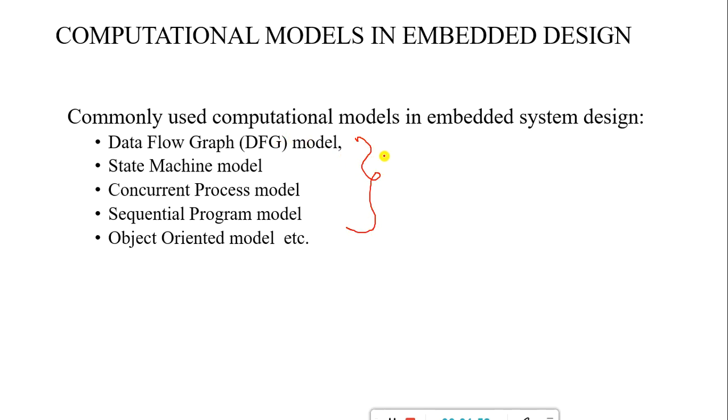Given any problem statement, I take the approach of either a data flow graph model or a state flow graph. Then probably I decide whether to go with a concurrent process or a sequential process. We'll see a few examples in this class of how we model the data flow graph, followed by the conditional data flow graph, then different state machine flow graphs.